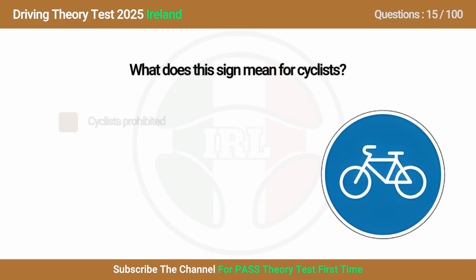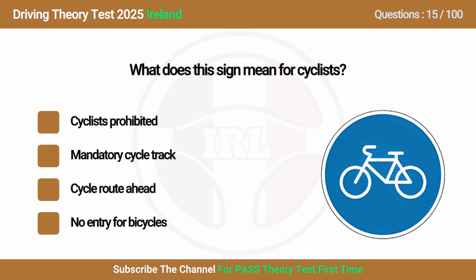Question 15. What does this sign mean for cyclists? A. Cyclists prohibited. B. Mandatory cycle track. C. Cycle route ahead. D. No entry for bicycles.